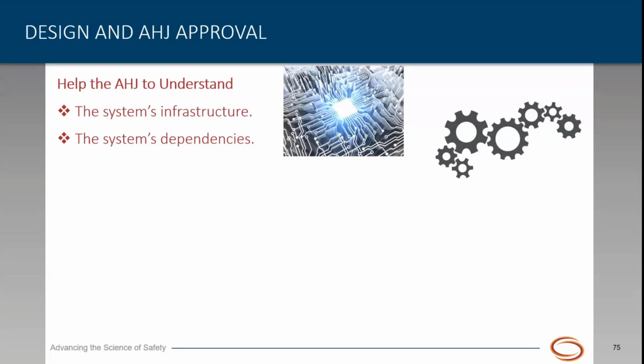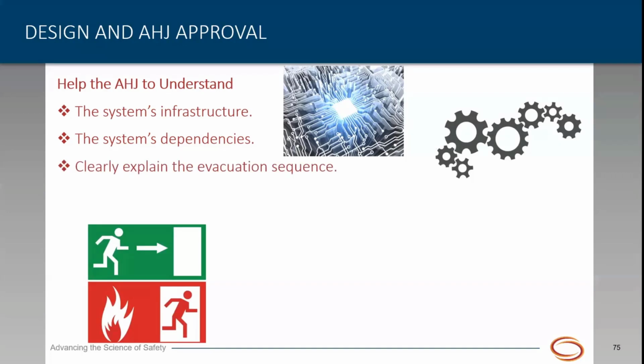What happens if you lose a connection? What will work and what will not? Show that you have met the intent of survivability in the code. Clearly explain the evacuation sequence, whether selective floors, relocation, or partial evacuation is being used. This is especially true if relocation is being used with private mode signaling, like in hospitals.